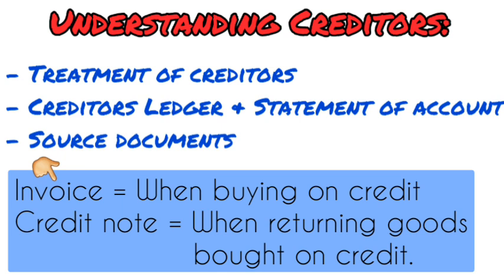And then we also have a second source document that is very common, that you are going to deal with very commonly when we are dealing with creditors reconciliation, and that is the credit note. The credit note is issued when we are returning goods that are bought on credit. So sometimes you are in a situation that these goods that you bought from Cash Build come with defaults and I now need to return them. What I get is a credit note.